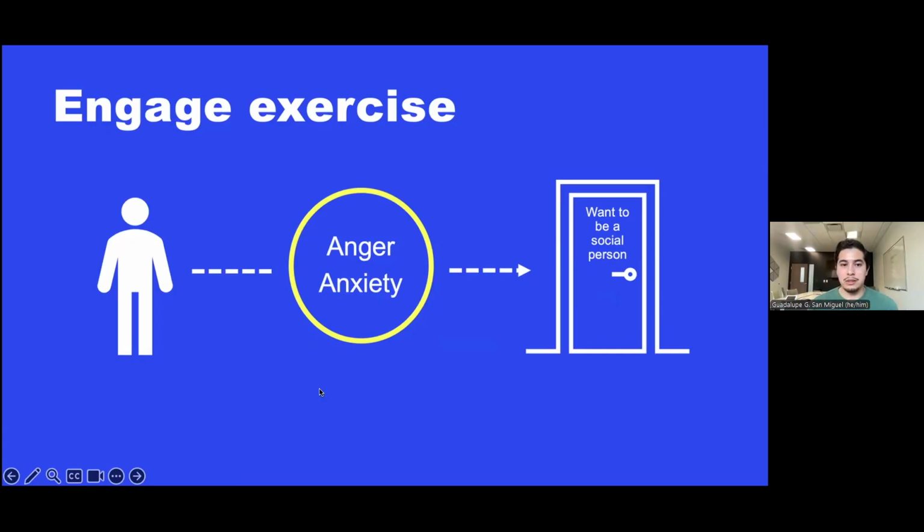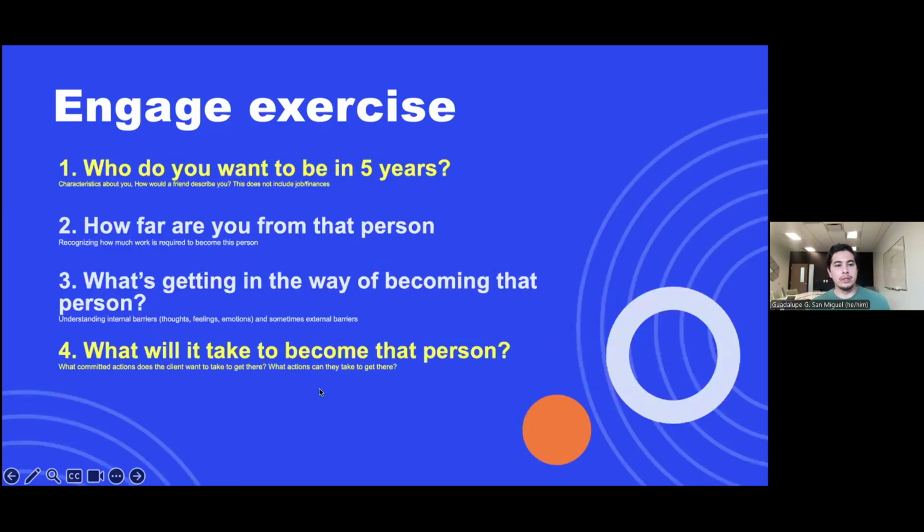The other cool thing is, in the setting I'm at right now, I have whiteboards in pretty much all the therapy rooms, so I can draw this for clients. Sometimes I'll have them write in their anger, their anxiety, or what's on the door. I've also done it where I do it on a piece of paper and I walk through this exercise with them, and that way they have something to take with them, so they can just visually see it. That's why I really enjoy this exercise. And again, these are the four questions that I really go over with them.